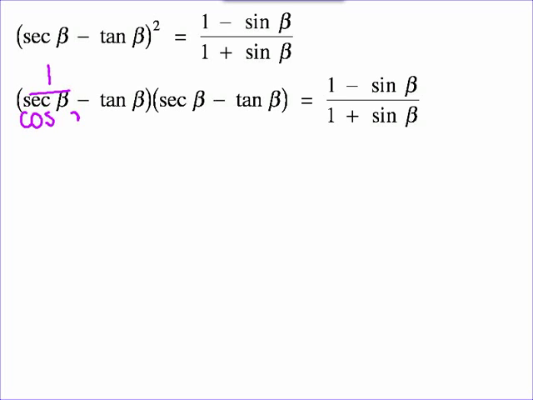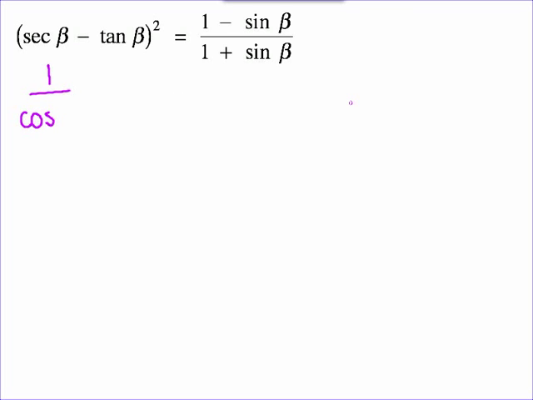I know that secant is 1 over cosine. I'm going to do something a little different than what I had done originally when I wrote this. And I know that tangent is sine over cosine, and that is going to be squared.